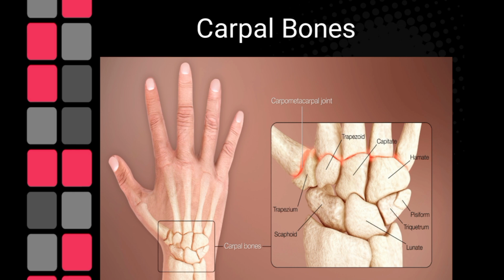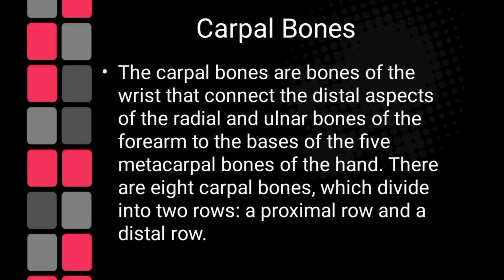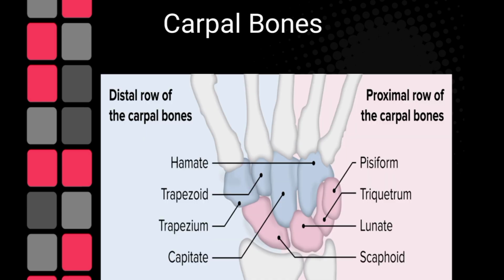Now our next bone is carpal bones. Carpal bones are bones of the wrist that connect the distal aspect of radial and ulnar bones of the forearm to the bases of the five metacarpal bones. Carpal bones are 8 in number, which are divided into two rows, proximal row and distal row. This is the proximal row and this is the distal row. They are total 8 in number.